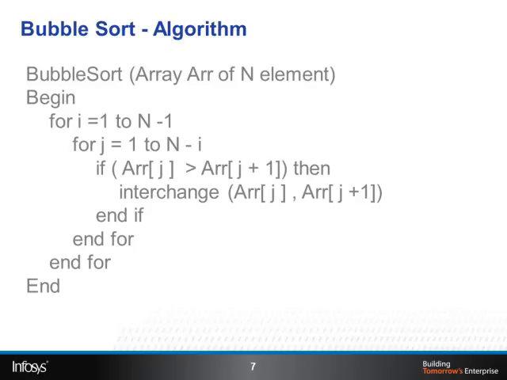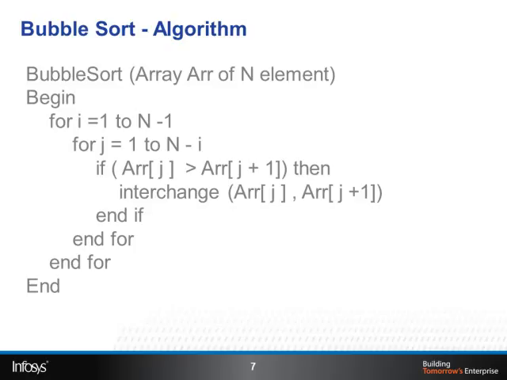If I compare these 2 for loops with the steps that we have seen in the illustration, i equal to 1 to n minus 1 represents the number of passes, while j equal to 1 to n minus i represents the number of comparisons in each of these passes.